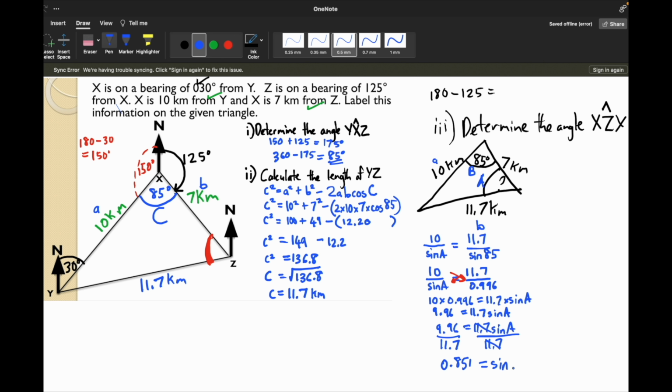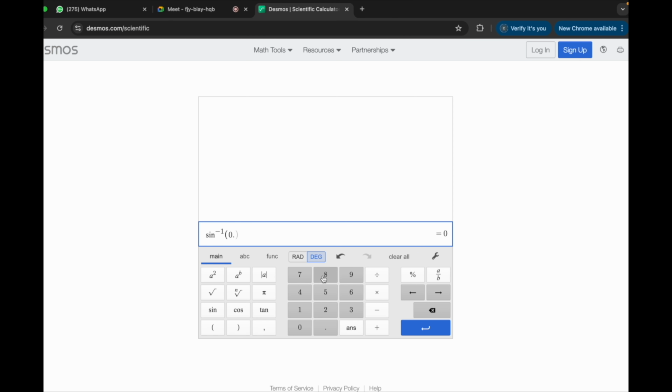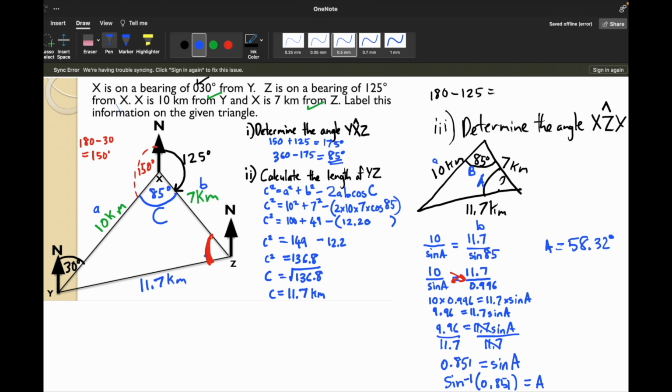So what do I need to do to calculate what A is now? Sine inverse. So sine inverse would give me the value of A. So sine inverse 0.851, which is equal to A. So therefore, A is equal to sine inverse 0.851, 58.32 degrees. So that is the angle here.